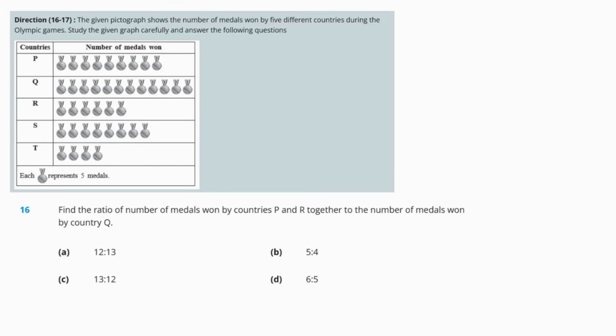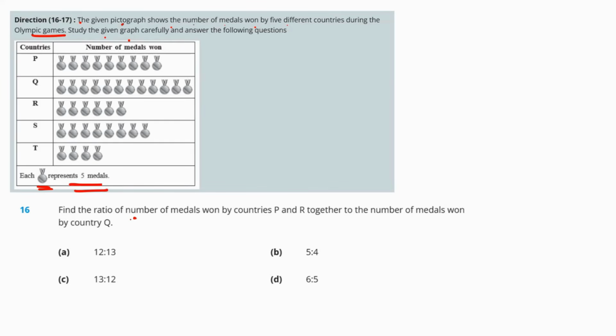The next question is data handling. Direction for the next two questions are given. The given pictograph shows the number of medals won by 5 different countries during an Olympic Games. Study the graph given carefully and answer the given questions. P, Q, R, S, T are the countries. The number of medals won is given in the representation form of medal icons. Each icon represents 5 medals.